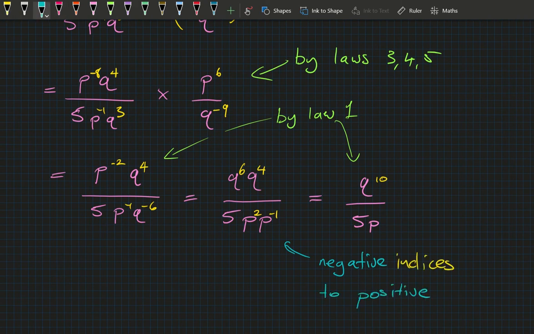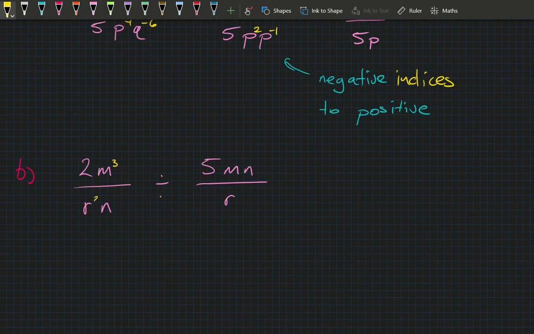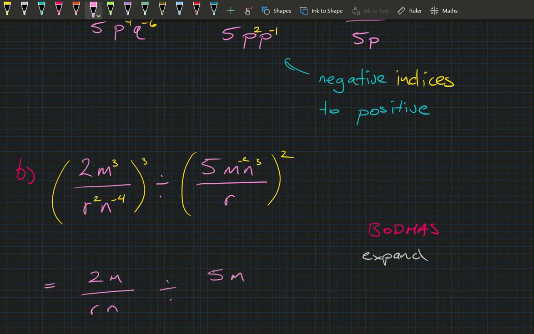Okay, in part B, we have this huge expression that I'll just write down. Okay, I think you know what I'm going to do next. I'll be using BODMAS to expand those brackets. So multiplying the indices through, that now becomes 2 to the 3 times m to the 9 over r to the 6 times n to the minus 12, and 5 squared times n to the minus 4 times n to the 6, and r squared.